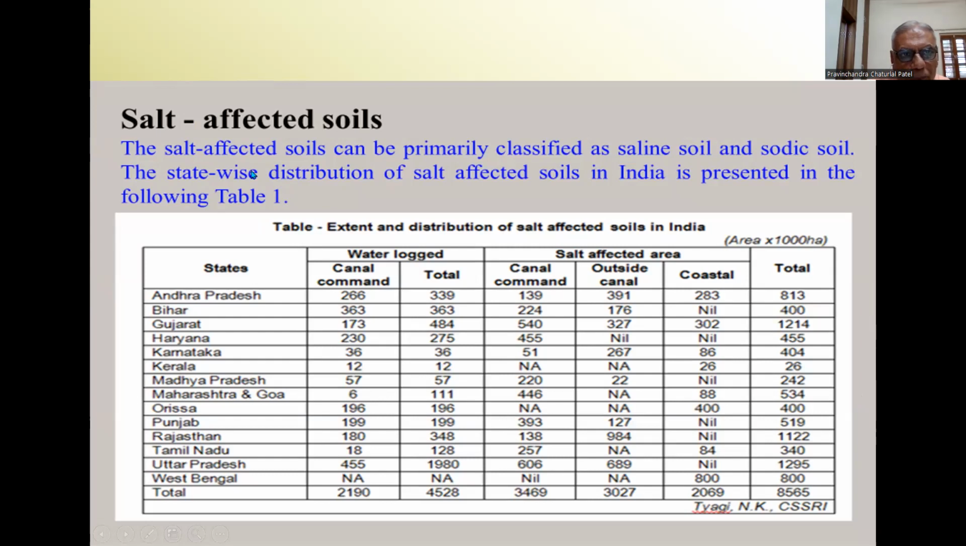In India, salt affected soils are most in Uttar Pradesh, 1.295 lakh hectares, whereas second is Gujarat with 1.214 lakh hectares, then Rajasthan with 1.122 lakh hectares, and Andhra Pradesh with 0.83 lakh hectares, as reported by the Central Soil Salinity Research Institute, Karnal.